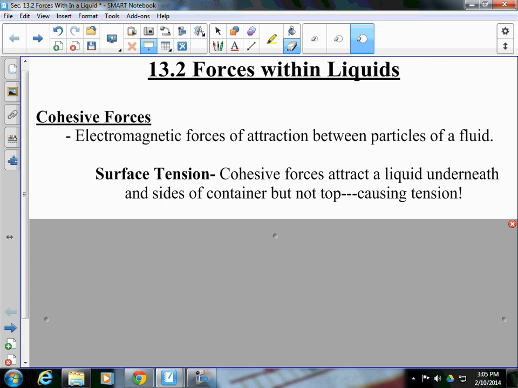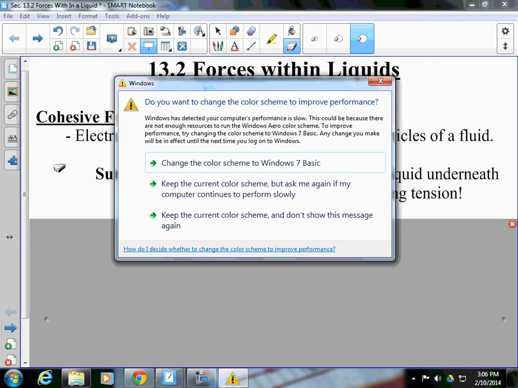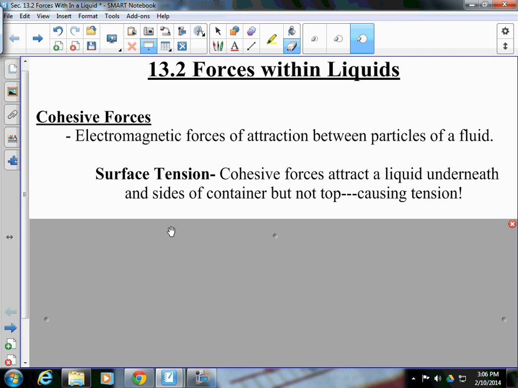What is surface tension? It's the attraction of a liquid to the underneath and sides of a container, but not the top, causing tension. So water has really great surface tension. You drop a drop of water down, what happens? That drop is going to stick there practically. It is going to stay on the table. It's not going to spread out or fan out. If we did that with something like acetone or an alcohol, it's not going to do that because alcohol does not have as good a surface tension as water does. So this tension makes it create its shape.